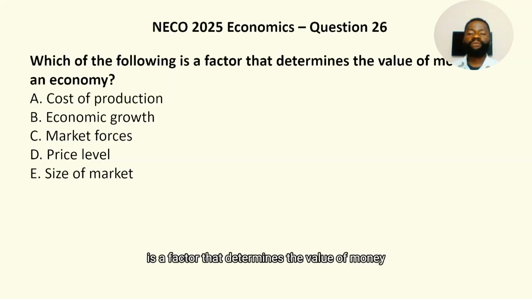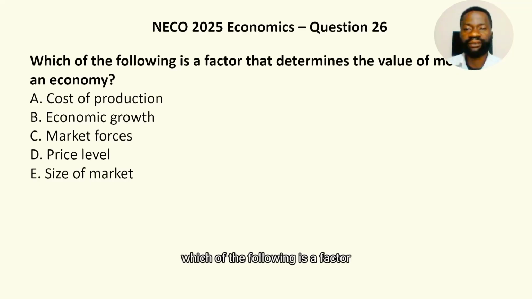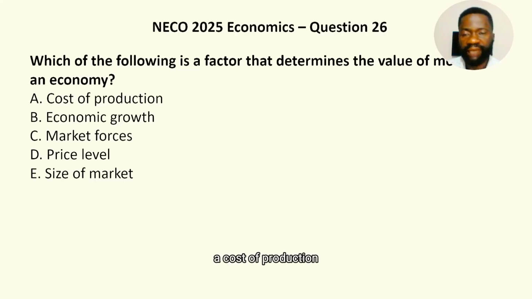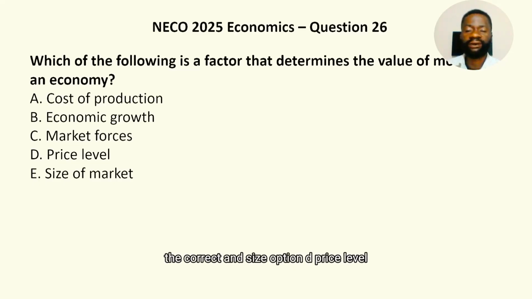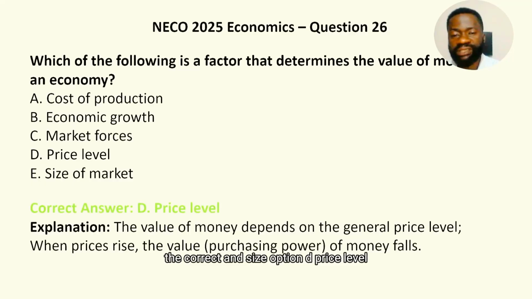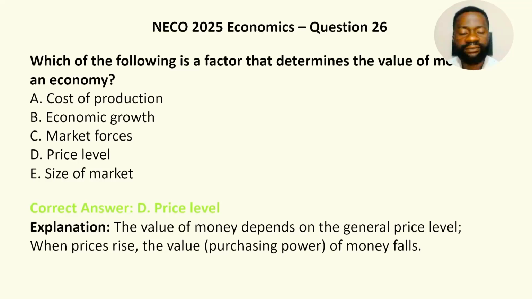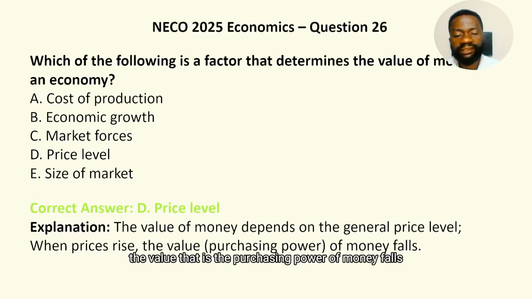Which of the following is a factor that determines the value of money in an economy? A. Cost of production. B. Economic growth. C. Market forces. D. Price level. And E. Size of market. The correct answer is option D, price level. The value of money depends on the general price level in a country or in an economy. So when prices rise, the value, that is the purchasing power of money, falls.